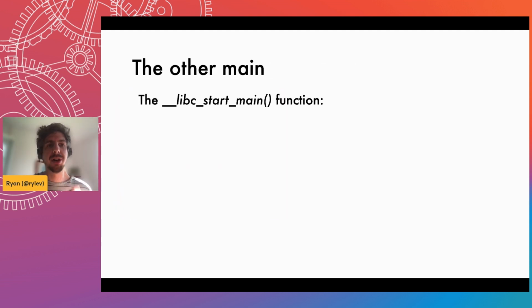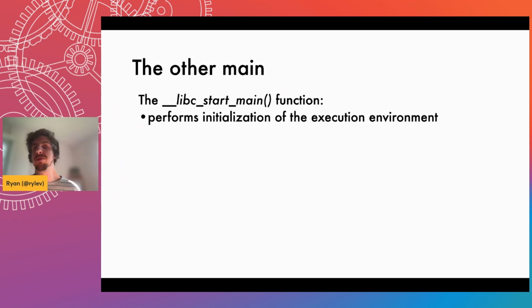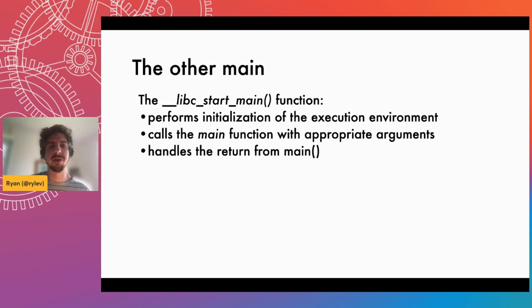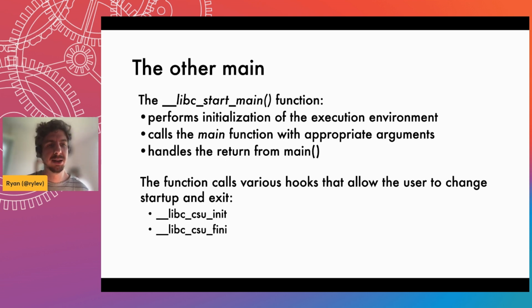So let's talk about that. The other main, libc start main. What does it do? It performs initialization of the execution environment. It calls the main function we provided with appropriate arguments, and it handles the return from main. And it does some other stuff, but we won't talk about that today. The function also calls various hooks that allow the user to change startup and exit. So you can actually define things in your binary that run before your program runs and after your program exits. There's a way to do this in Rust, but it's not quite so easy. And as far as I'm aware, there haven't really been any stable ways to do this in Rust quite yet. But you can hack the linker to do it.